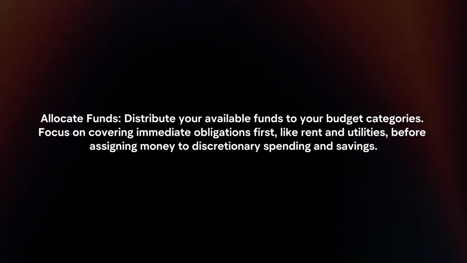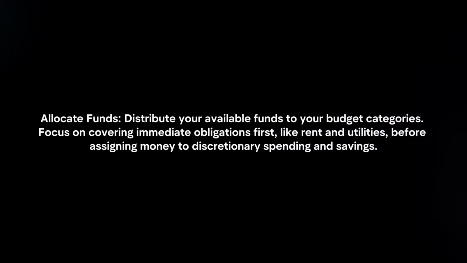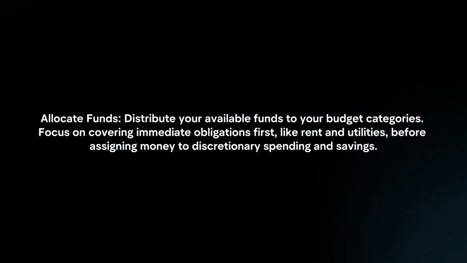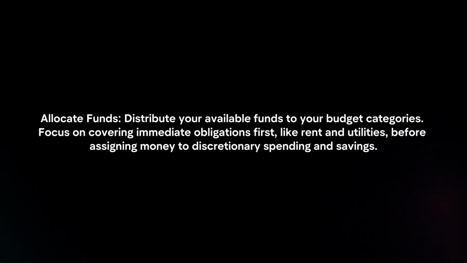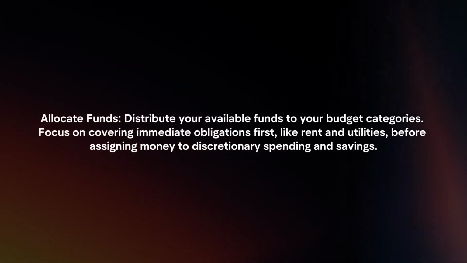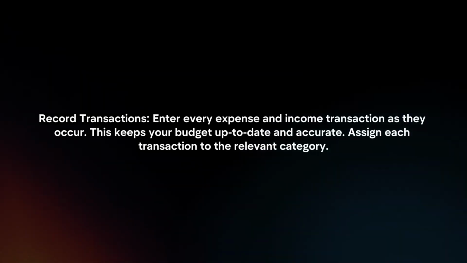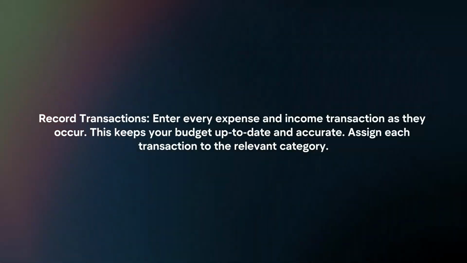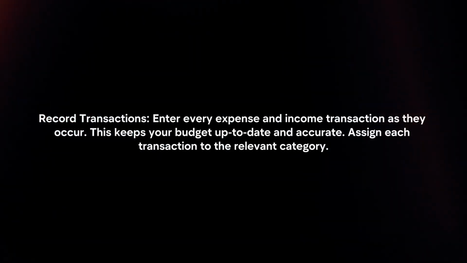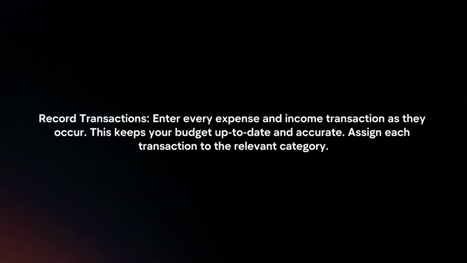Allocate funds. Distribute your available funds to your budget categories. Focus on covering immediate obligations first, like rent and utilities, before assigning money to discretionary spending and savings. Record transactions. Enter every expense and income transaction as they occur. This keeps your budget up to date and accurate. Assign each transaction to the relevant category.